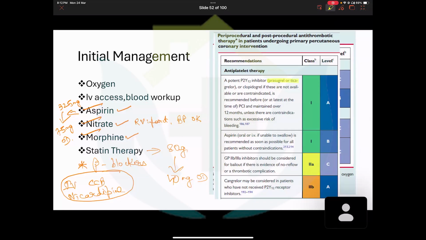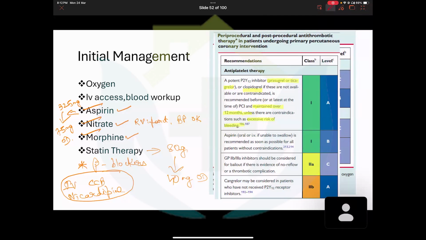And it is prasugrel or ticagrelor. If not available, then you can use clopidogrel. The ticagrelor or prasugrel, those are there. The TRITON-TIMI and PLATO trials have told that you have to give it at the start. Ticagrelor is 180 milligram loading followed by 90 milligram BD, and it should be maintained over 12 months unless there is excessive risk of bleeding.